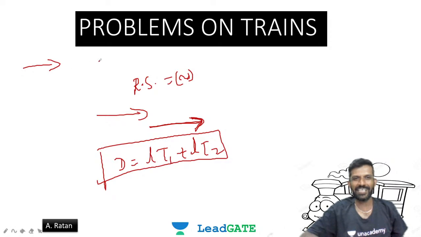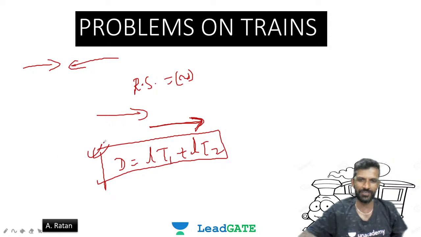Okay, a train is trying to cross another moving train in the opposite direction. Opposite direction means in the parallel track. Don't think that same track it will cross. So parallel track, then what will do, distance will take length of train 1 plus length of train 2, but here relative speed will be sum of both the train speeds.